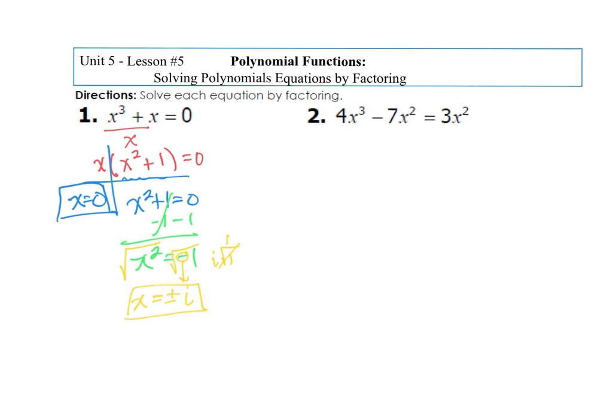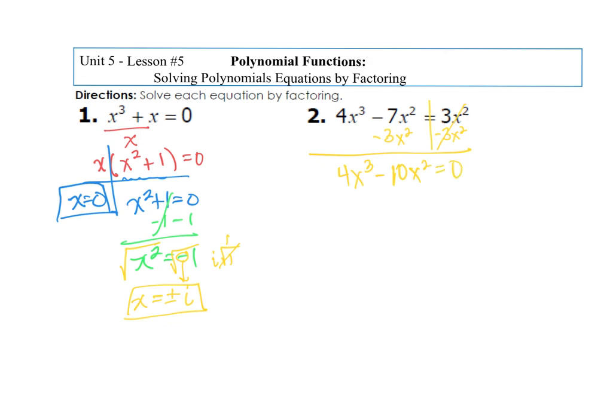Okay, number 2, we have 4x cubed minus 7x squared equals 3x squared. So again, this is not set equal to 0. So our first step is to bring that 3x squared over to the left side. So we're going to do that by minusing, because that's the opposite operation. It matches up with the negative 7x squared. So our new equation is 4x cubed minus 10x squared equals 0.